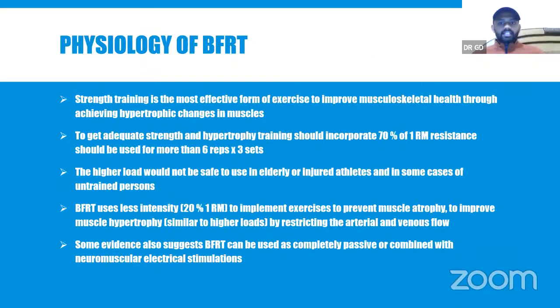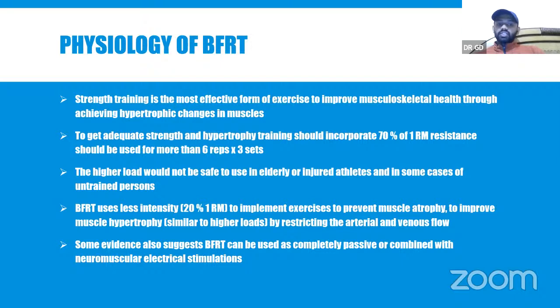So let's again see about the physiology of BFRT. What happens when you apply blood flow restriction training? Strength training is the most effective form of exercise to improve musculoskeletal health through achieving hypertrophy changes in the muscle. When you do strength training, you're not only improving the muscle's health, you're also improving the strength of the tendons, ligaments, capsule, and other soft tissues as well. That's why strength training reduces injury occurrence in athletes, because high performance athletes are blessed with incredibly strong ligaments, so they can perform their activity at high velocity.